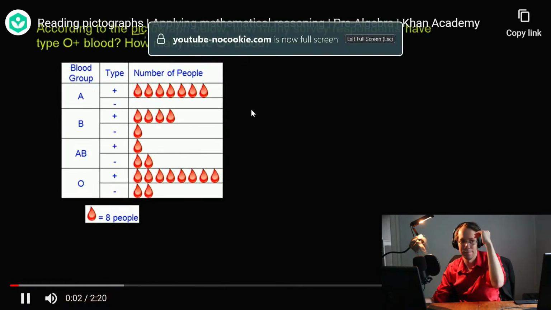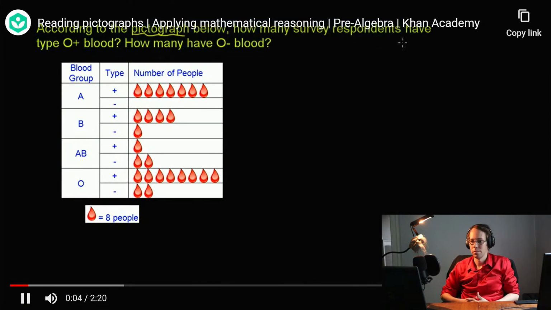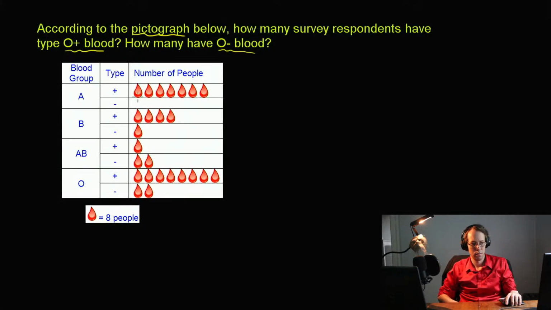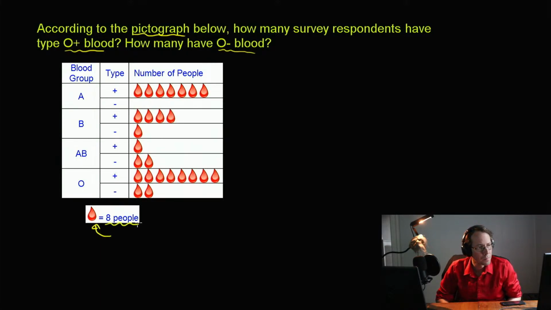According to the pictograph below, how many survey respondents have type O positive blood? How many have O negative blood? So a pictograph is really just a way of representing data with pictures that are somehow related to the data. So in this case, they give us little pictures of, I'm assuming, blood drops right over here. And then they tell us that each blood drop in this pictograph represents 8 people. So you can kind of view that as a scale of these graphs. So for example, if you say how many people have A positive, it would be 1, 2, 3, 4, 5, 6, 7 blood drops.